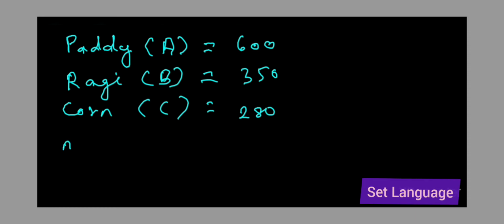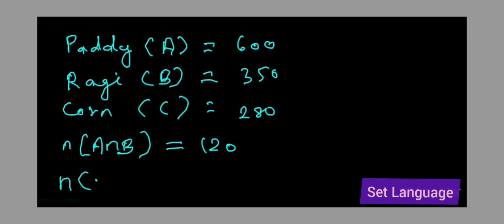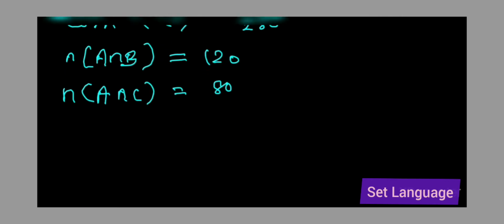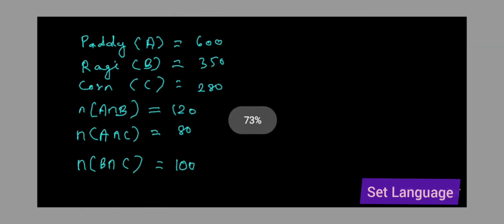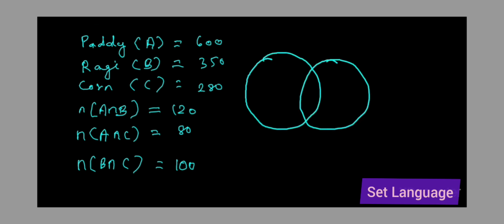Now what is the cardinal value? We have to assign for each and every element of this. So the cardinal of A intersection B is 120, A intersection C is 80, B intersection C is 100. That is the farmers who grew both crops, like paddy and ragi, corn and paddy. Based on how they are growing mixed crops, we have the intersecting values as 120, 80 and 100, and related to that we have a Venn diagram for the sets.